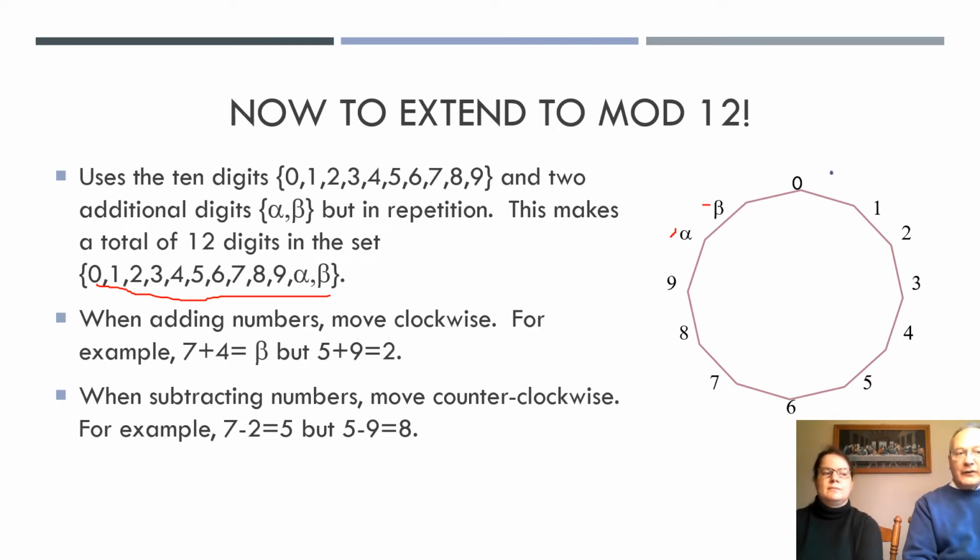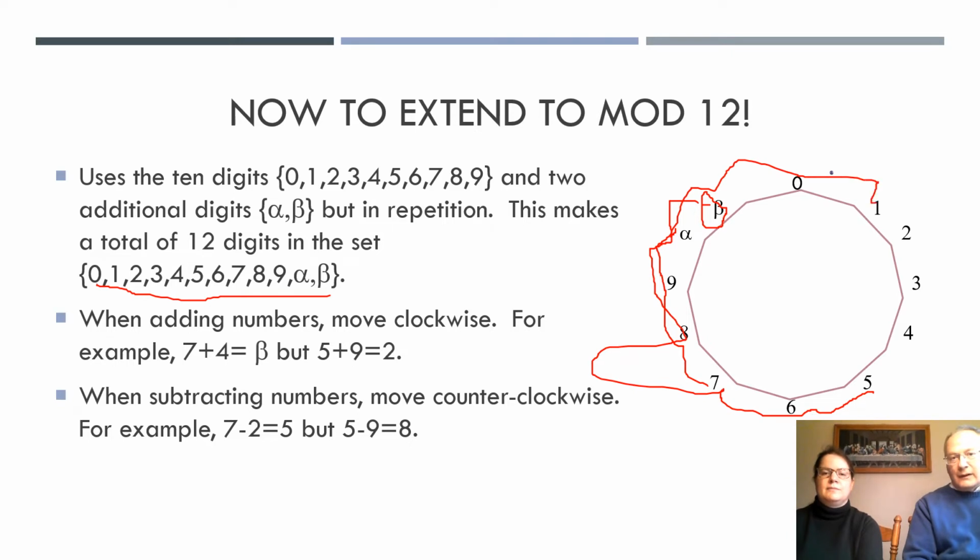So when adding numbers, move clockwise again. So if we have 7 plus 4, 1, 2, 3, 4, 7 plus 4 is beta. 5 plus 9, so 5, 1, 2, 3, 4, 5, 6, 7, 8, 9. So 5 plus 9 is 2 in mod 12.